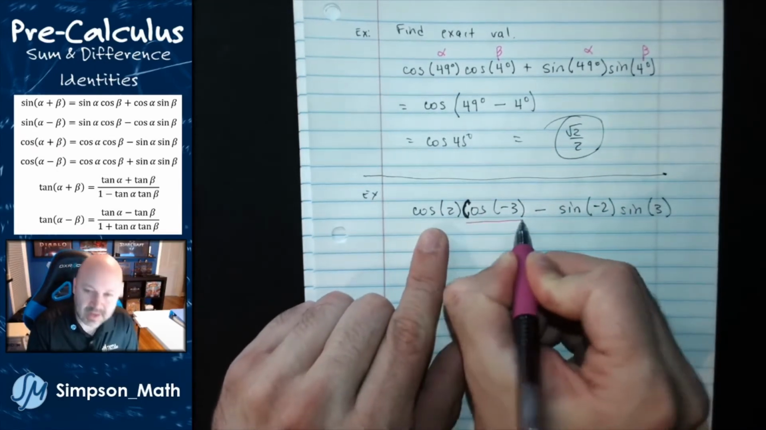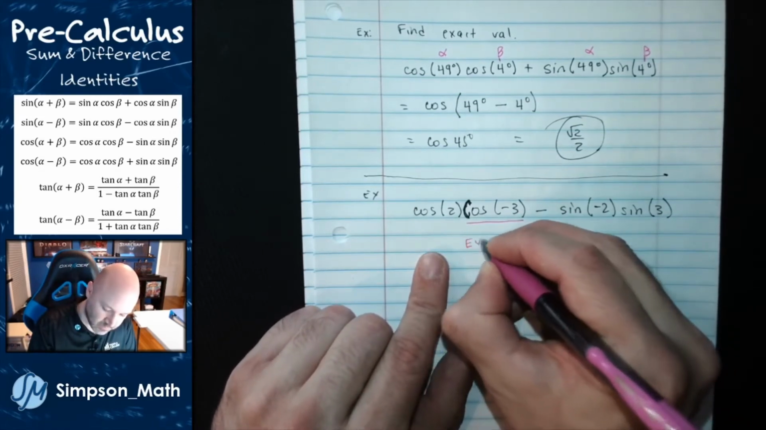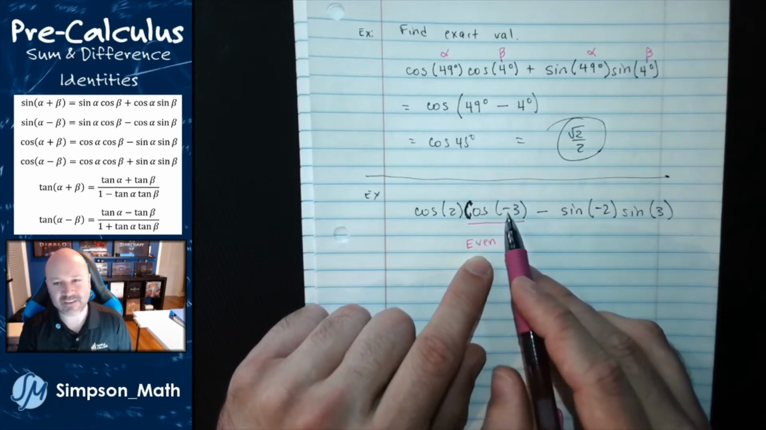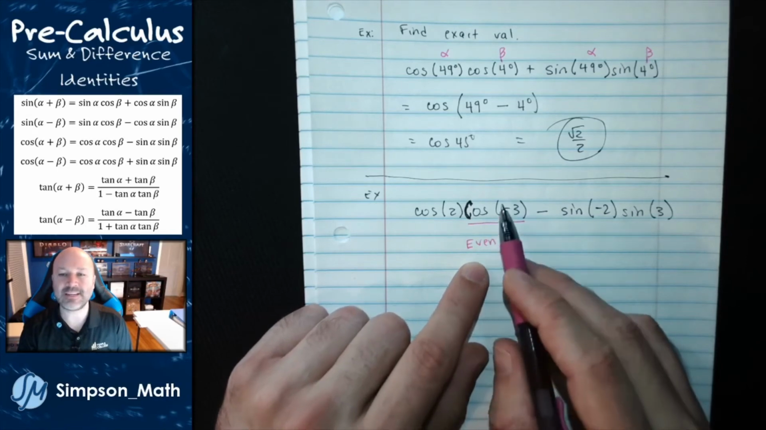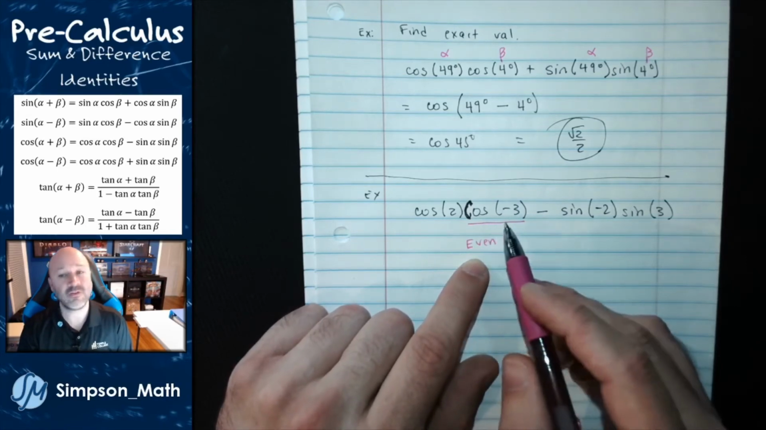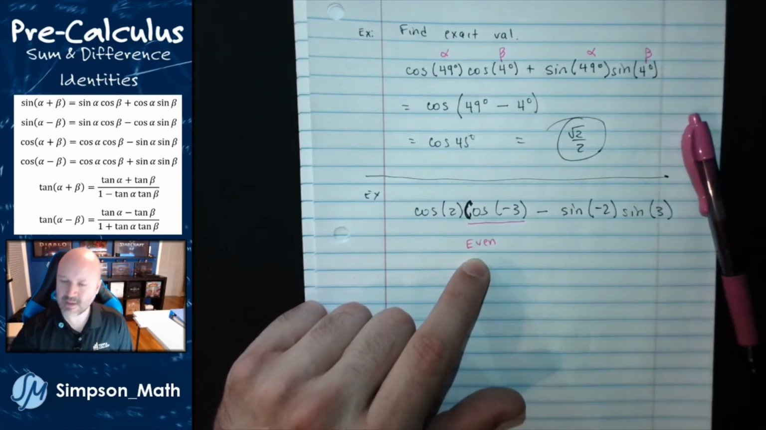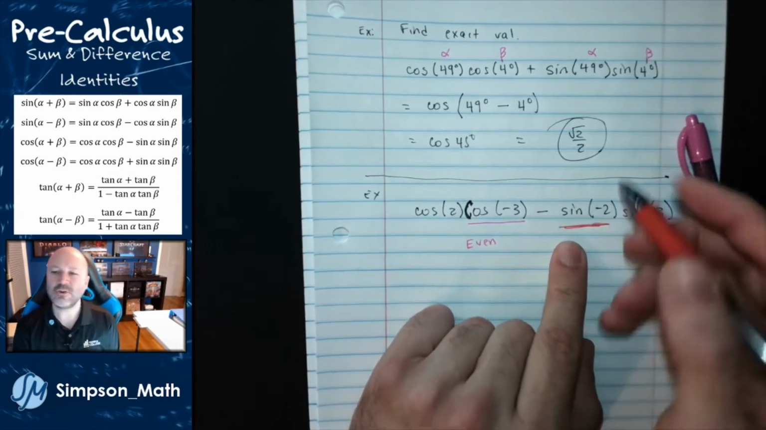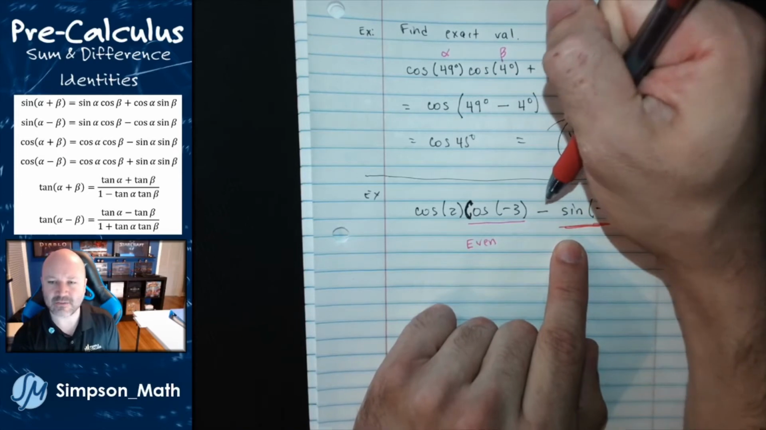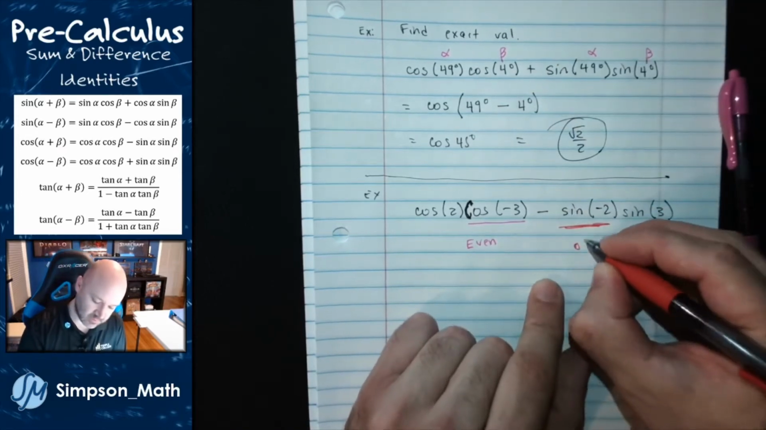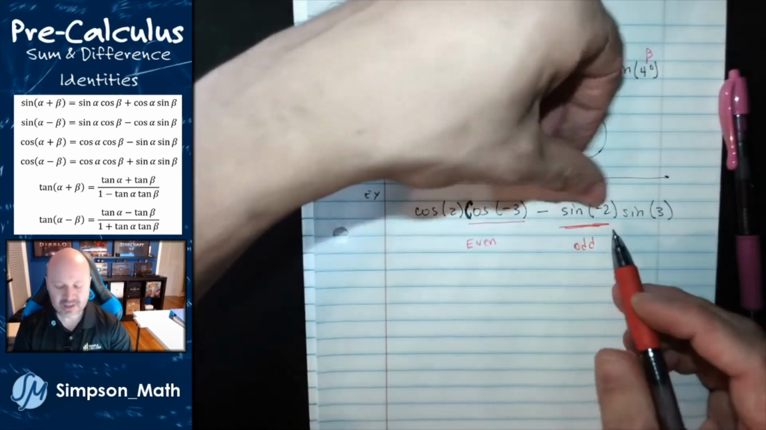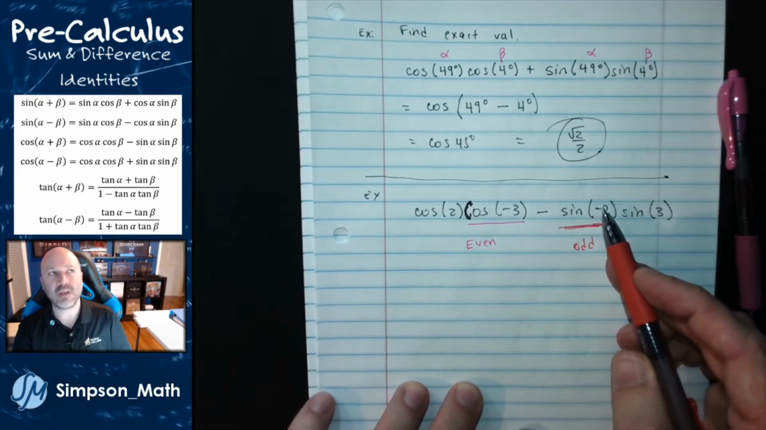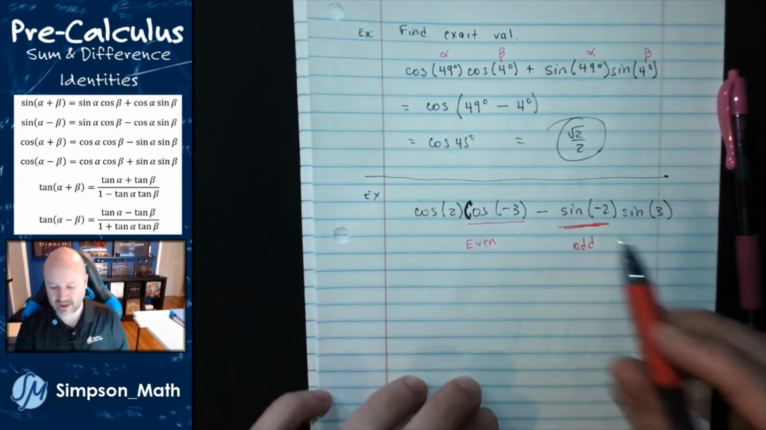Remember, cosine is an even function. So cosine of a negative angle is the same thing as cosine of that positive angle. I'm going to make that switch. I'm going to use an even identity just to rewrite that cosine of negative 3 as cosine 3. Similarly, sine of a negative angle, you can rewrite that as sine of 2 as long as you make the sign negative. Sine is an odd function. I'm going to use an odd identity. You can kind of think of it as the negative pulls out. Really, sine of a negative angle is equal to negative sine of that angle. So I'm going to make that switch.